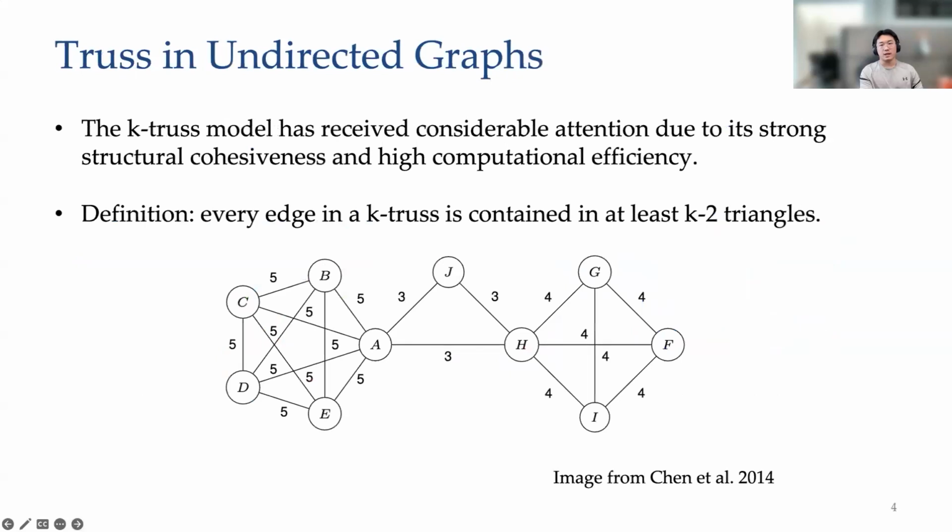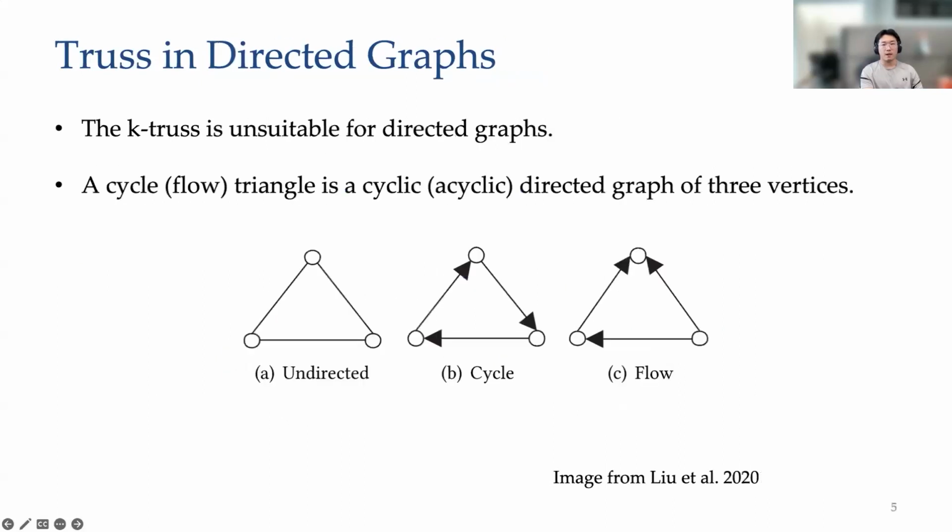The K-truss model has received considerable attention due to its strong structural cohesiveness and high computational efficiency. Specifically, K-truss is defined based on undirected triangles. By definition, every edge in a K-truss is contained in at least K-2 triangles. However, K-truss is unsuitable for directed graphs. This is because undirected graphs have only one type of triangle, while directed graphs could contain two types of triangles, that is, cycle triangle and flow triangle.